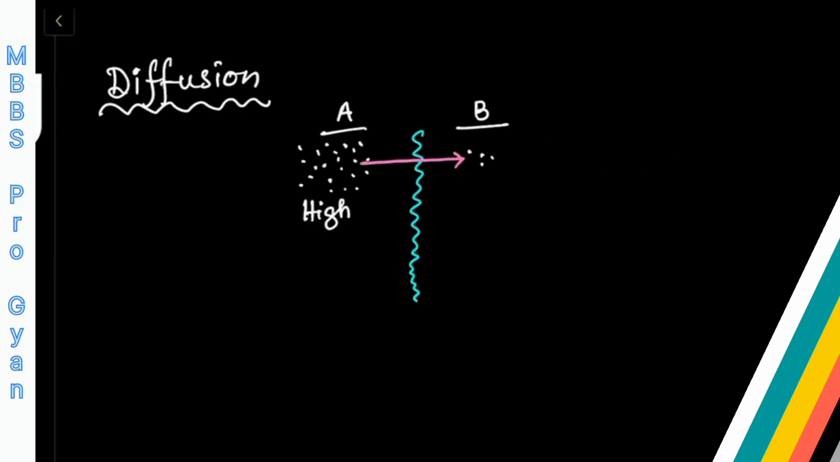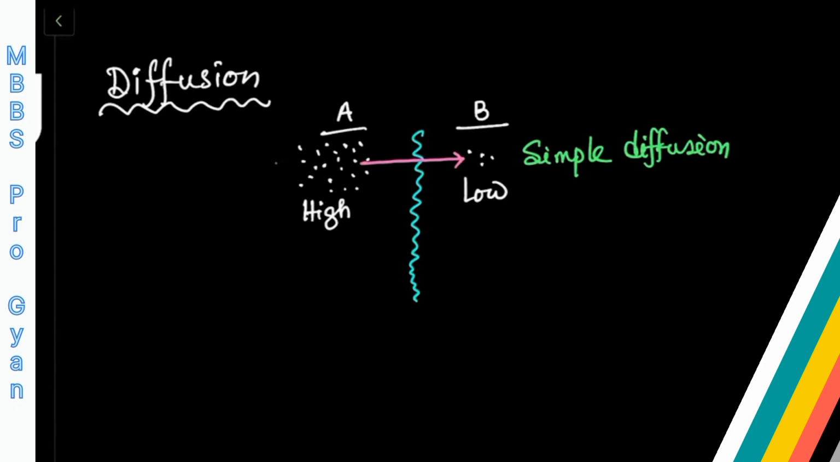So simple diffusion occurs from high to low concentration. Are you finding any carrier protein here? The answer is no. A carrier protein is not required for simple diffusion, although a channel protein may be present. Please note down: channel protein may be present for simple diffusion. If I give you an example, it will be more clear.